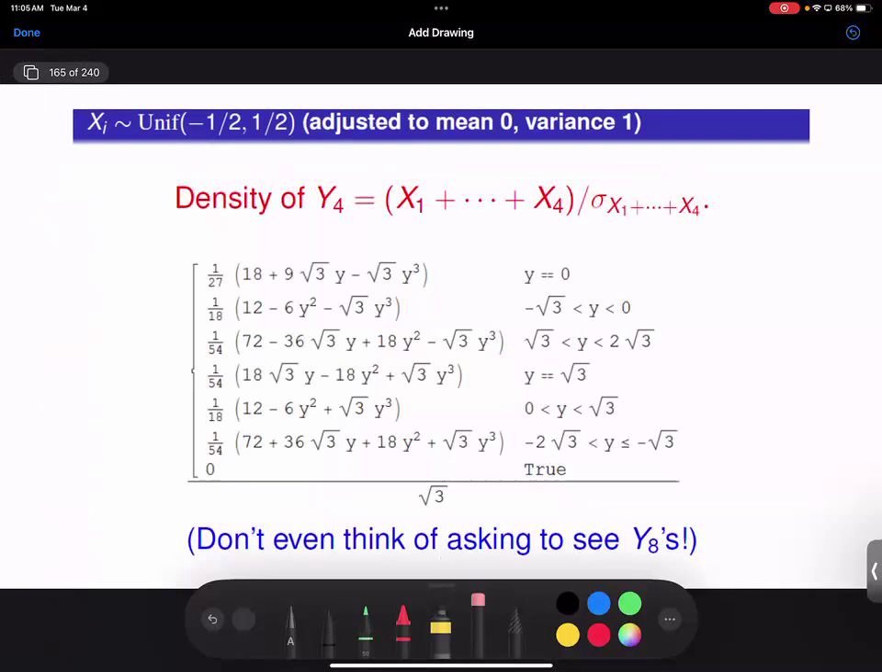Lovely numbers, huh? I hope nobody thinks I did this by myself. Right? You feed this into Mathematica. Could I have Mathematica do 8? Probably. 16? Probably. Would you like to work with this?